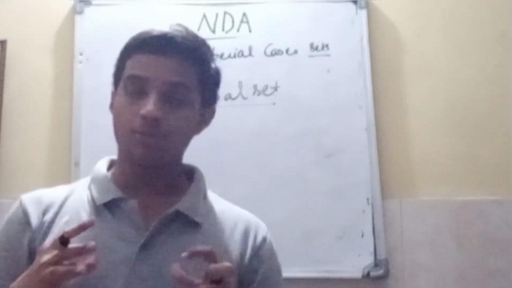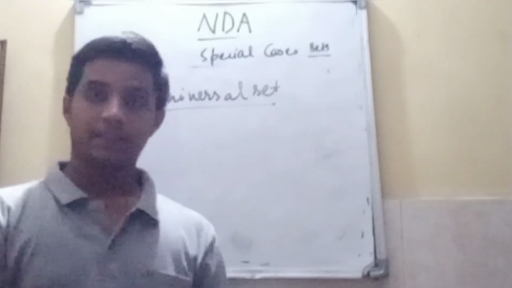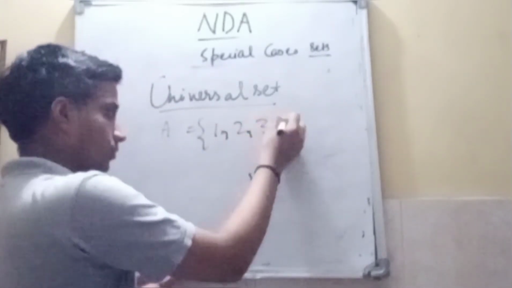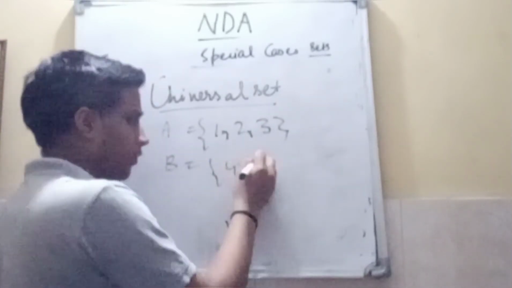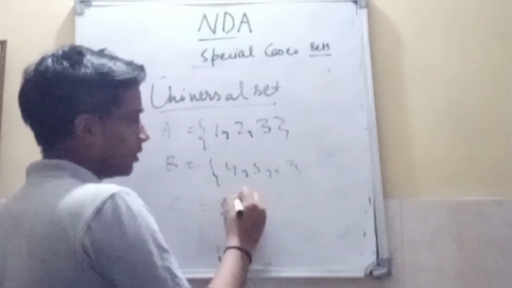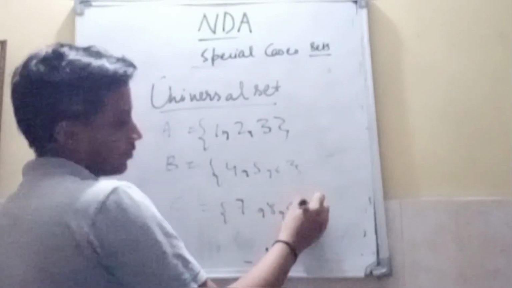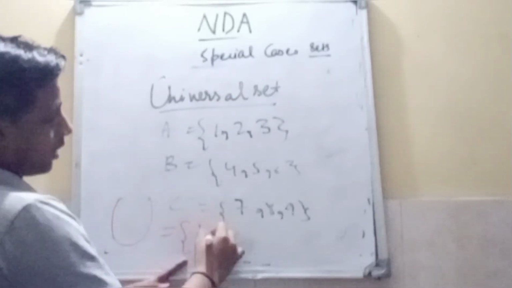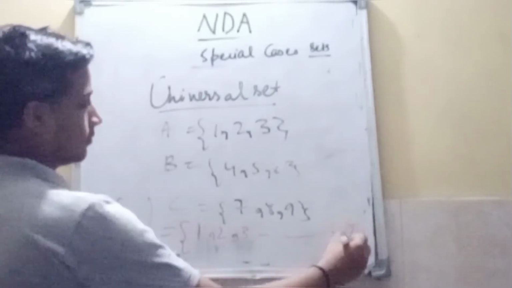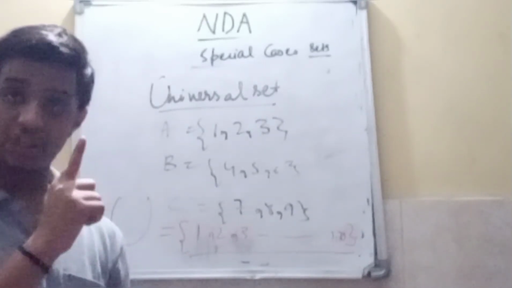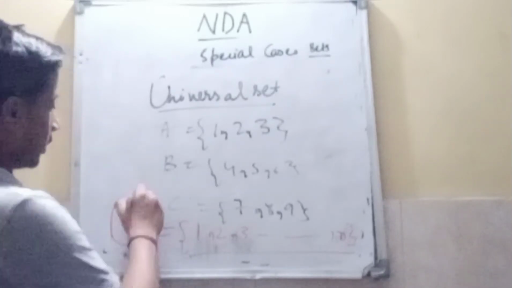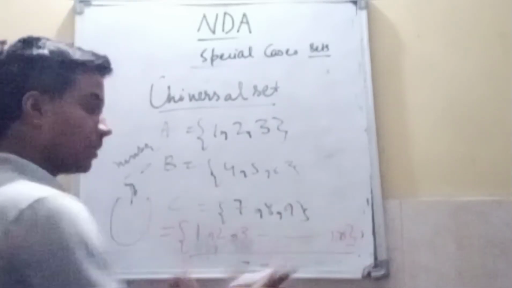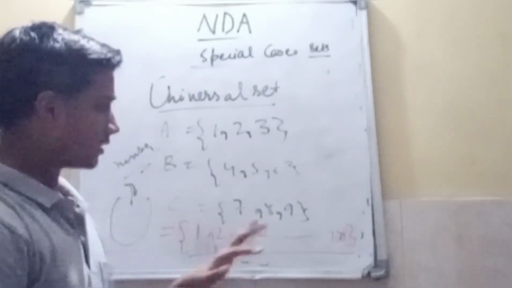Universal set is a set in which all the sets are combined. For example, A is equal to {1, 2, 3}, B is equal to {4, 5, 6}, C is equal to {7, 8, 9}. Then the universal set must contain 1, 2, 3 to 10. This is the universal set and it is conditional. For example, in this case it is only numbers. In the case of letters, it would be a set of letters. So this is conditionally based.